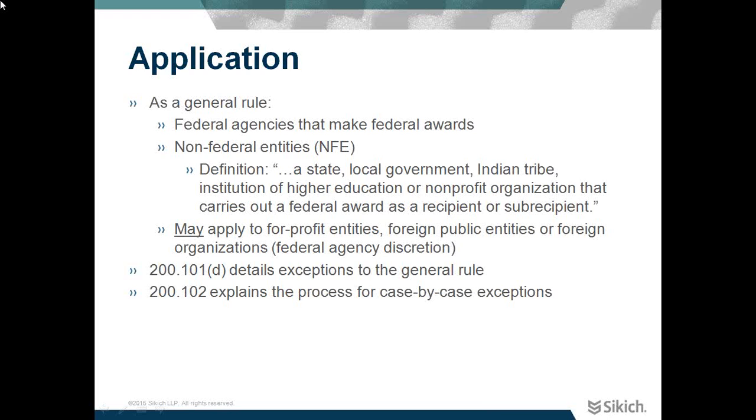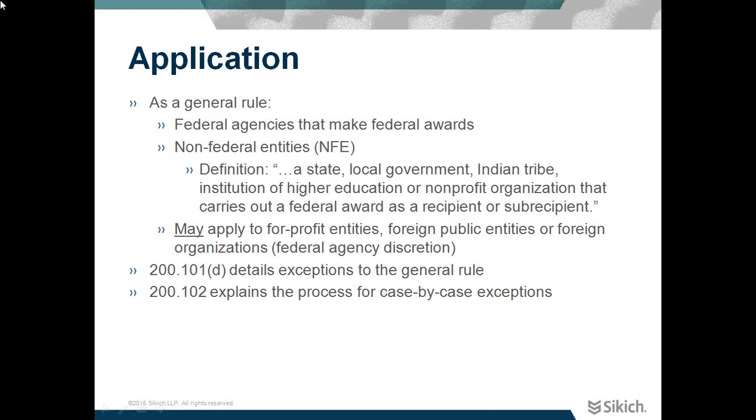As a general rule, these apply to any federal agency that makes federal awards. So if you're a federal agency that's making federal awards, it would be applicable to you. And of course, most of the audience we're talking to today is non-federal entities: the states, local governments, Indian tribes, higher education, not-for-profits, all those organizations that carry out a mission or a program as a recipient, or they could be a subrecipient. We will be talking today about what's applicable for subrecipients as well as pass-through organizations.